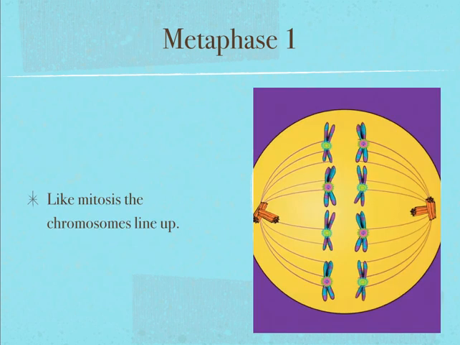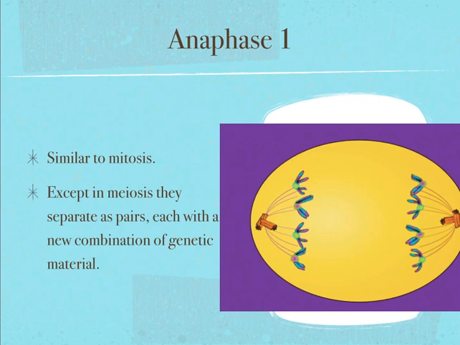Let's move on to metaphase 1. It's like mitosis. Chromosomes align at the center of the cell. Centrosomes attach themselves to these chromosomes. And in anaphase, they're pulled apart, except again, one key distinguishing feature. They're pulled apart as pairs. These duplicate chromosomes are not separated, which means that we have 23 on this side that are duplicated with this new genetic material and 23 on this side that are duplicated with this new genetic material. Unlike mitosis, where we had 46 and 46, here we have 23 and 23.